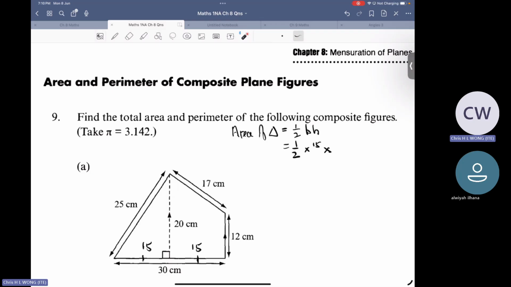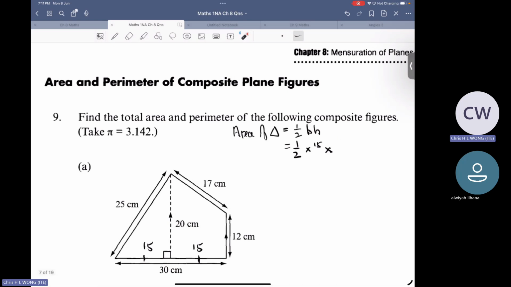Very good, because of the perpendicular, because of the right angle. The base of the triangle and the height of the triangle must be perpendicular. So you can see from here, this is called the 90-degree perpendicular. So that is the height. So I will times 20. That will give me 150 cm square. I underline it because I need it later.